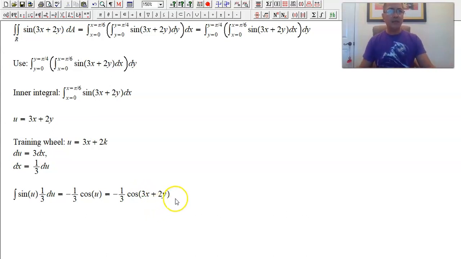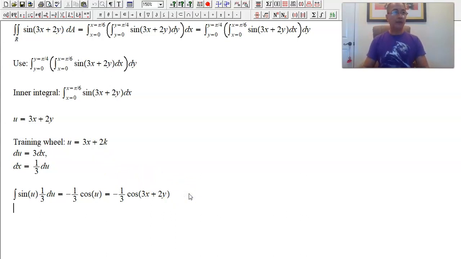Okay. I should also mention that in basic calculus, you sometimes have the option of changing the limits when you convert into u's. But because we are doing double integrals, normally we just go back to the original variables, in this case, x and y. Okay. So that's what we have.